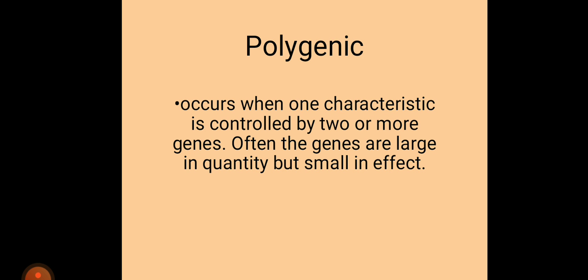Polygenic inheritance occurs when one characteristic is controlled by two or more genes. Often, the genes are large in quantity but small in effect. Examples of human polygenic inheritance are height, skin color, eye color, and weight. Polygenes exist in other organisms as well.